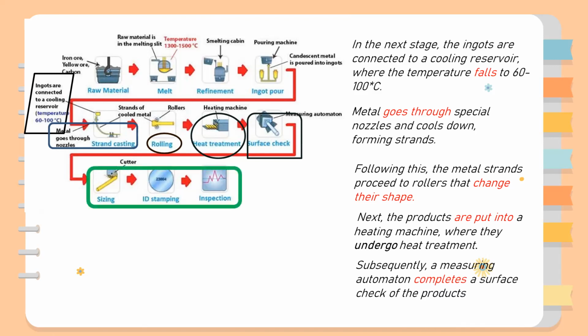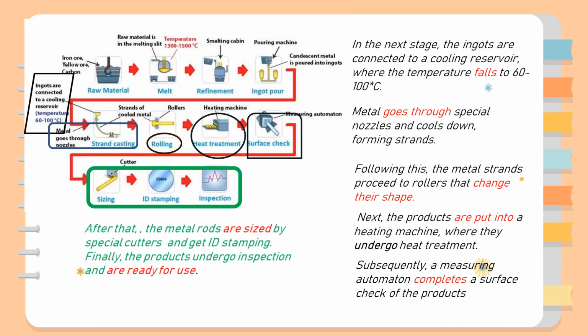And the green here is about body 3. After that, the metal rods are sized by special cutters and get ID stamping. Finally, the products undergo inspection and are ready for use. So as you can see, this word undergo that I utilize here is really useful for me to describe the stages.